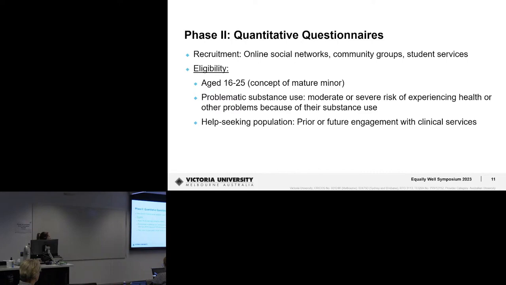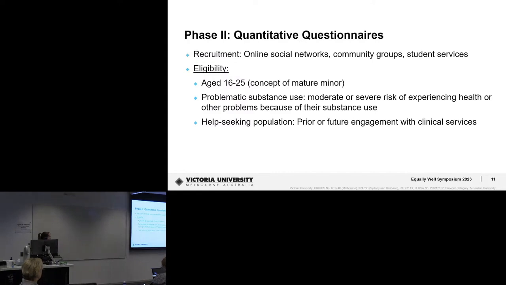In phase two, I started off by conducting quantitative surveys with young people. I should mention this was still in the phase where it was quite uncertain if we were going back into a lockdown or not. So everything had to happen online because of that risk. I recruited young people via online social networks, community groups, and student services.